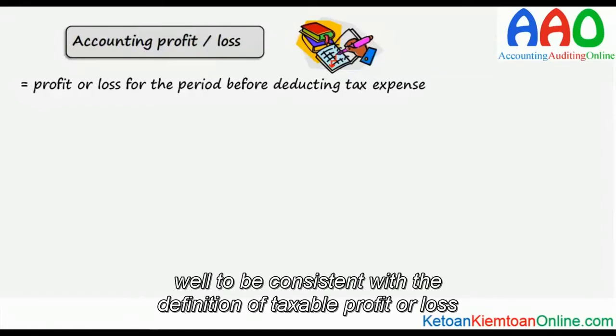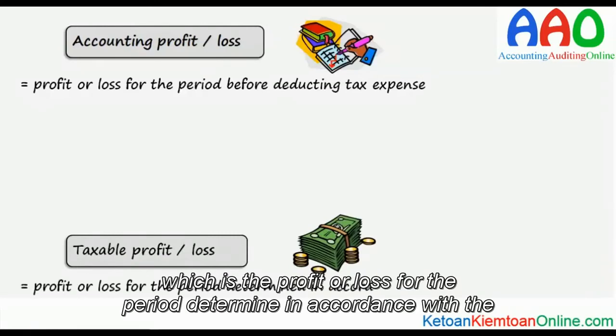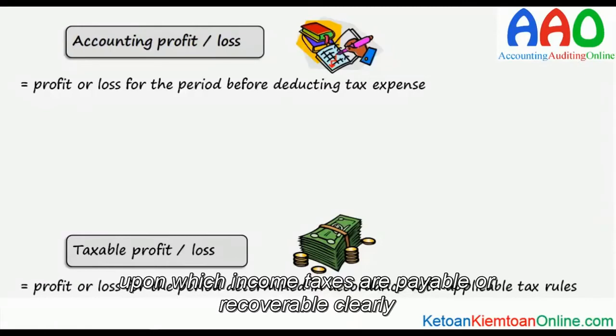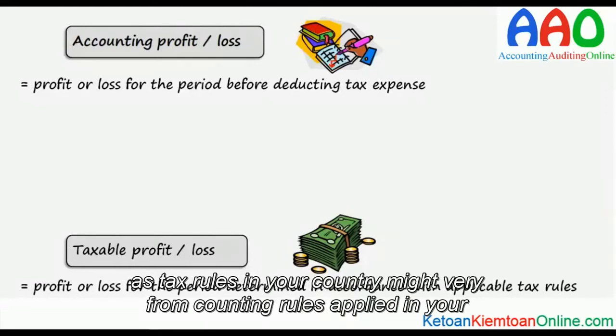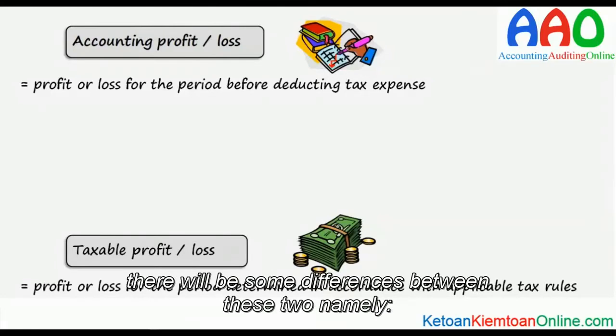Why? Well, to be consistent with the definition of taxable profit or loss, which is the profit or loss for the period determined in accordance with the rules established by the taxation authorities upon which income taxes are payable or recoverable. Clearly, as tax rules in your country might vary from accounting rules applied in your company, there will be some differences between these two.